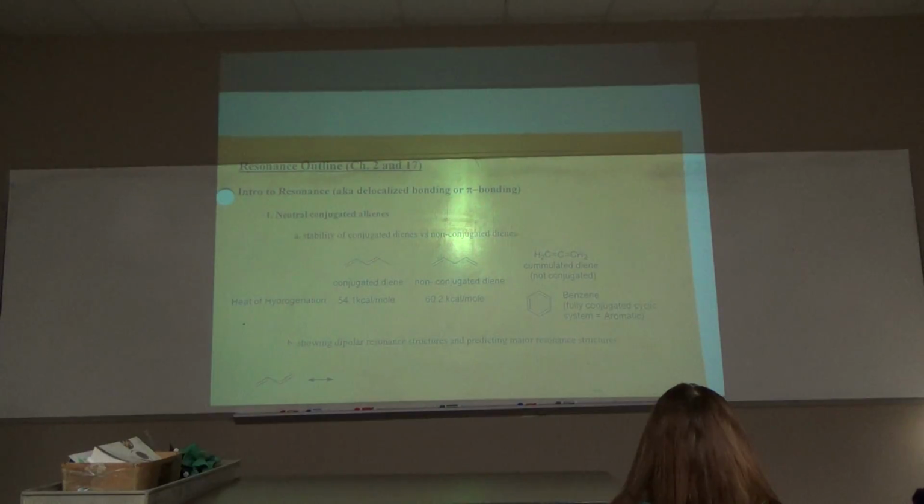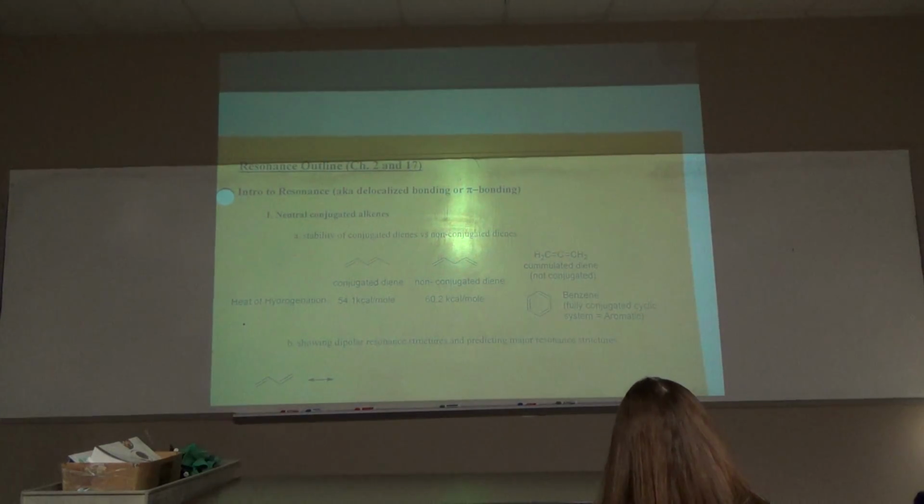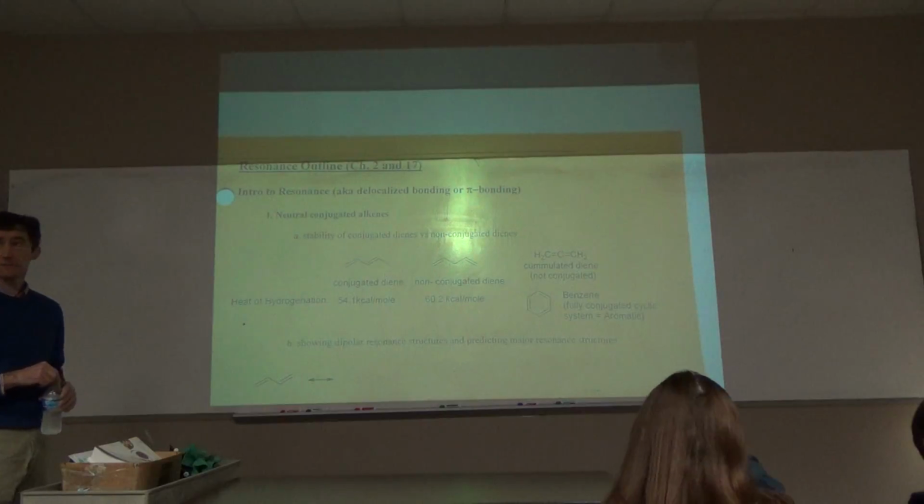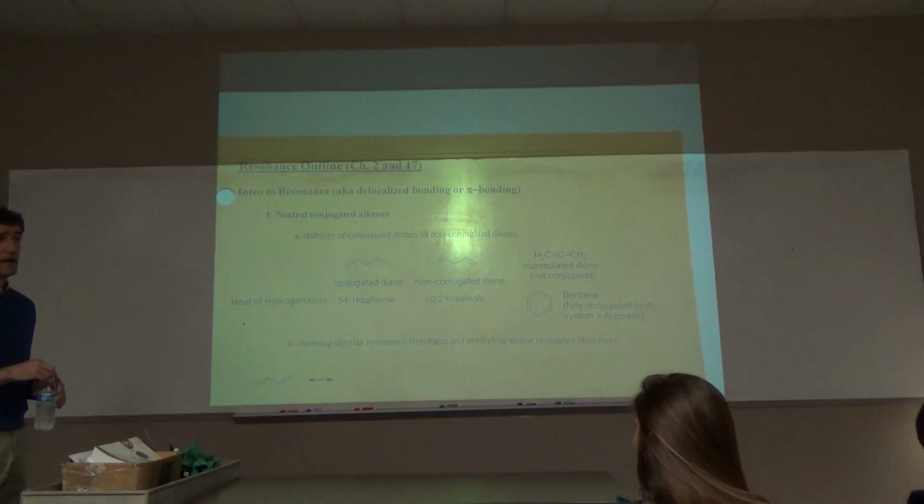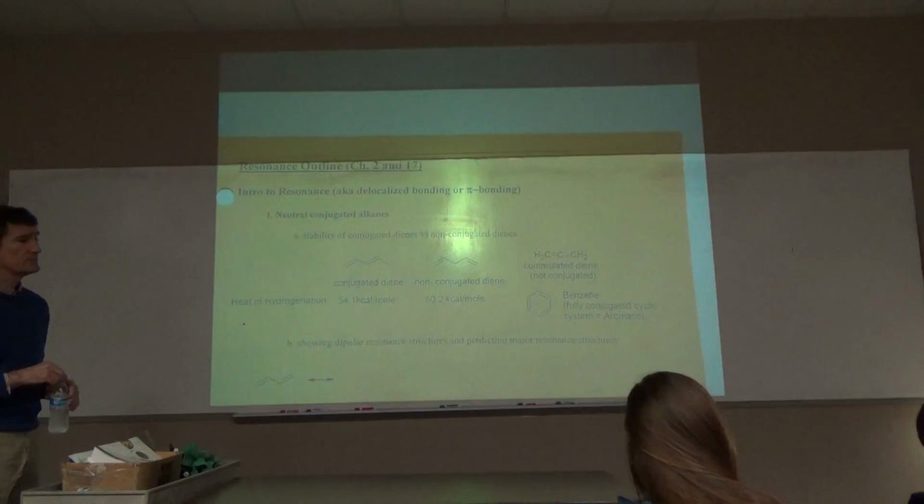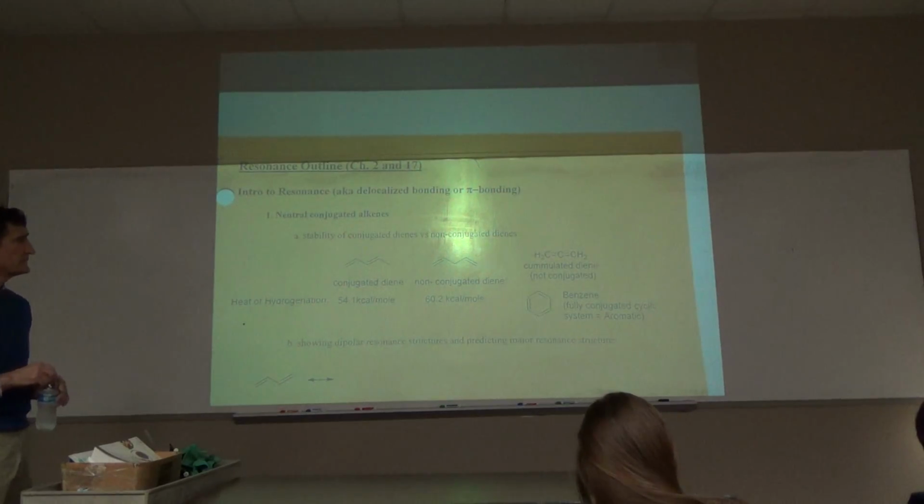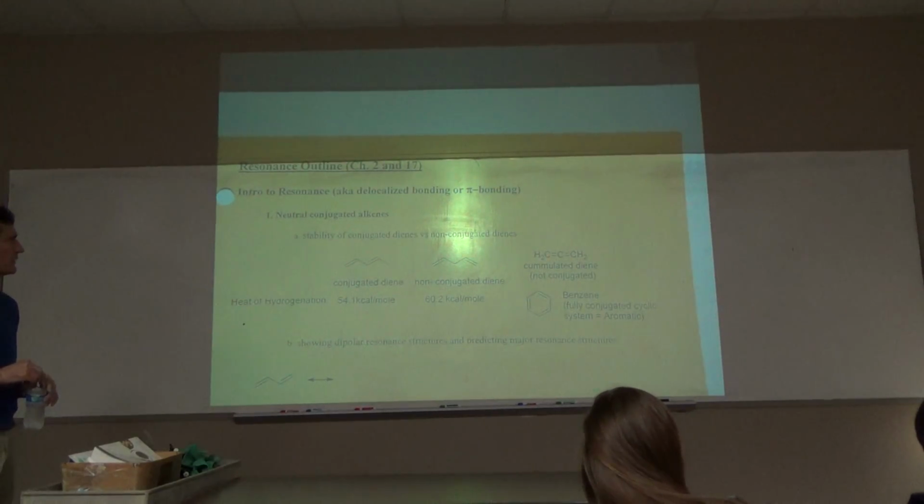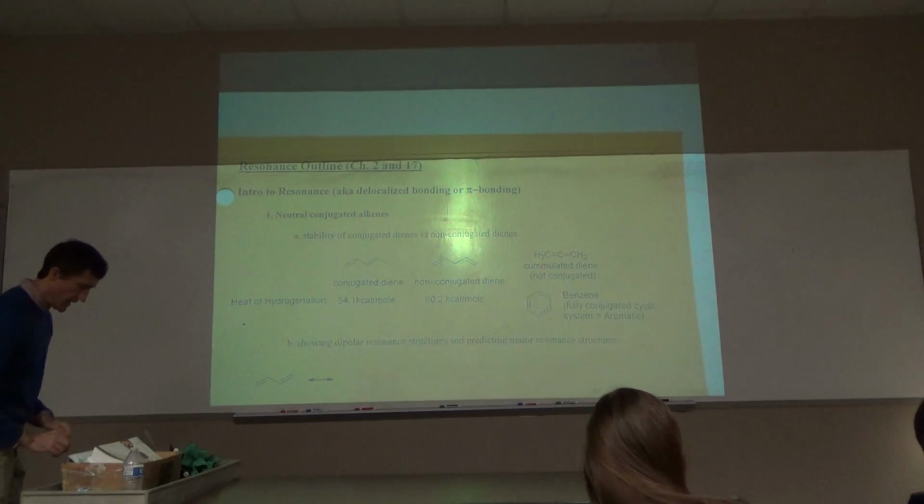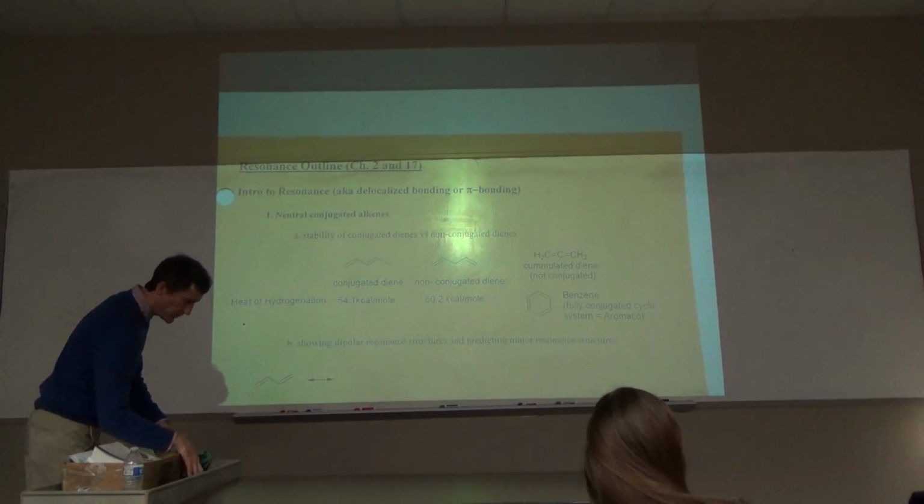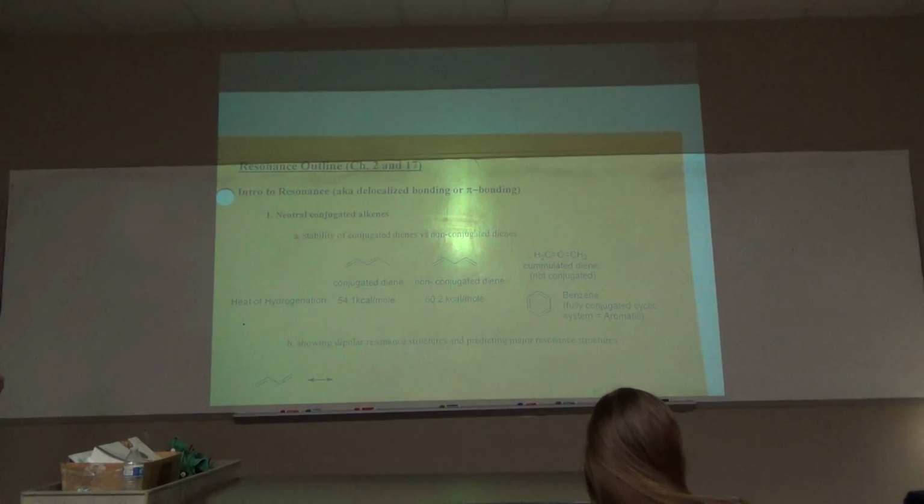In general, our definition of resonance is an alternative Lewis structure, but you're not moving any atoms, only electrons. And if you think about it, you can only move pi electrons, because if you move sigma electrons, you're going to be moving atoms, for the most part. Resonance is really something fake on the board, but it's real in real life. Let's look at resonance a little more deeply.